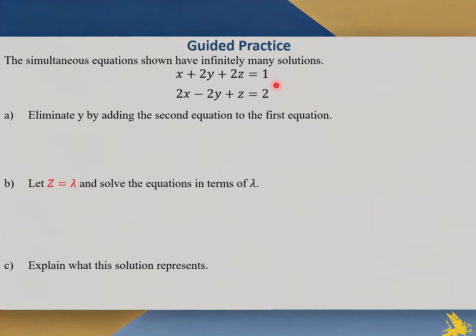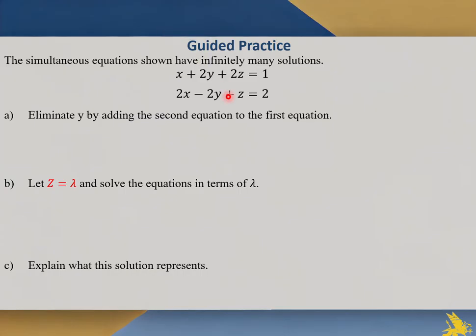So let's look at this next question. We've got the simultaneous equations shown have infinitely many solutions. x plus 2y plus 2z is equal to 1, and 2x plus 2y plus z is equal to 2.